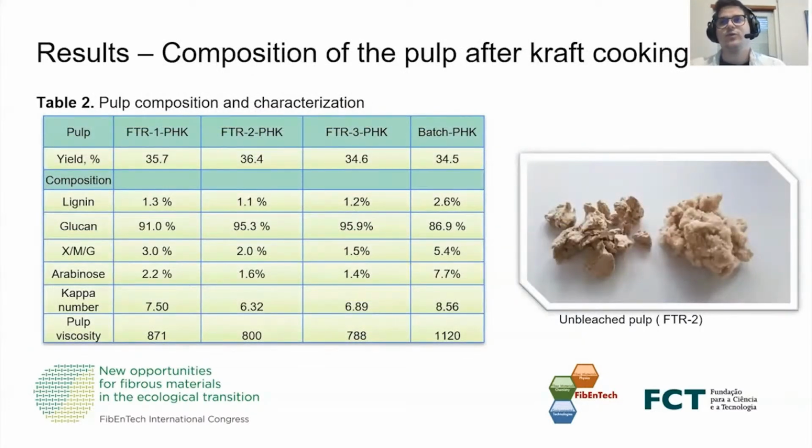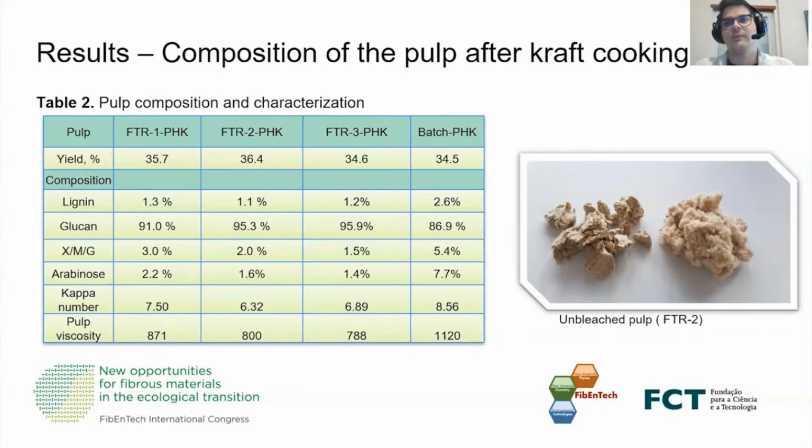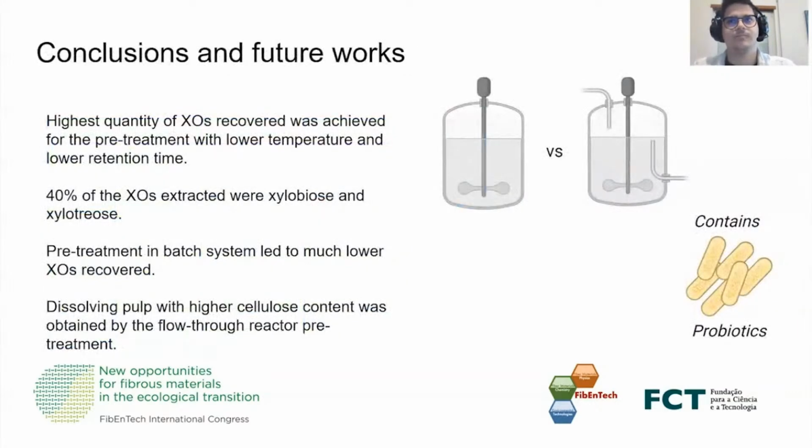To add more information to this study, the composition of the pulp was also analyzed. The batch system had the highest hemicellulose and lignin content, which can be explained by the precipitation of compounds during the pretreatment time. Between the samples from flow-through, there were fewer differences. Another interesting point was a difference in pulp viscosity between flow-through and batch reactor, which needs further investigation, but highlights the use of flow-through pretreatment to enhance dissolving characteristics in the pulp.